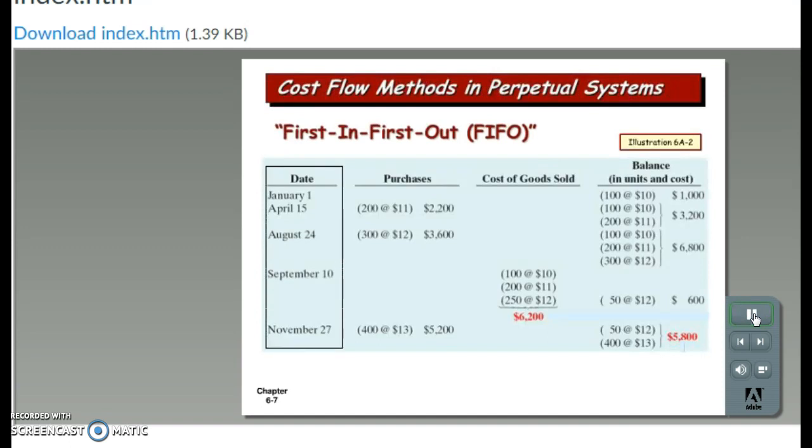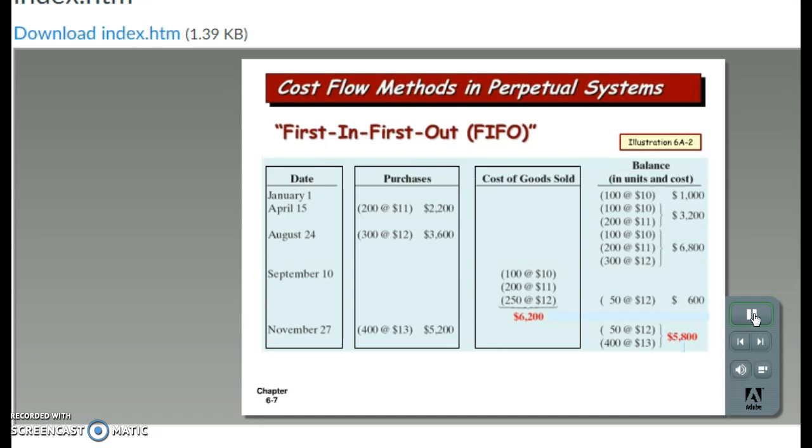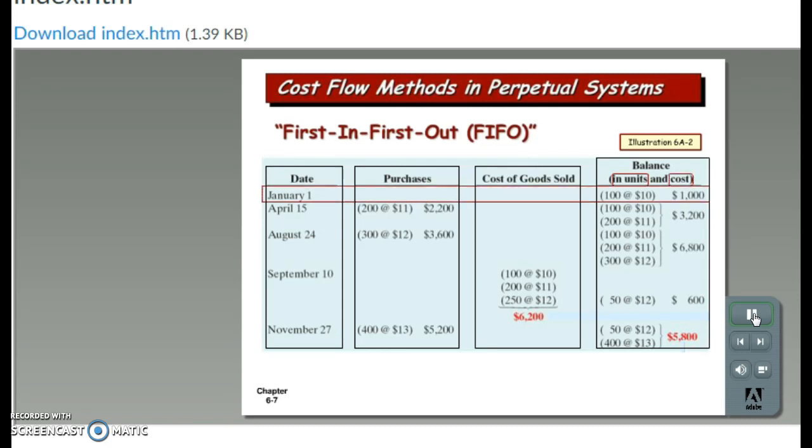The first column presents the dates of the transactions. Purchases are entered into this column of the worksheet. Transactions that involve sales are entered into this column. And the final column of the worksheet reflects the inventory balance both in terms of units and cost. On January 1, the inventory consists of 100 units at a cost of $10 each for a total cost of $1,000.